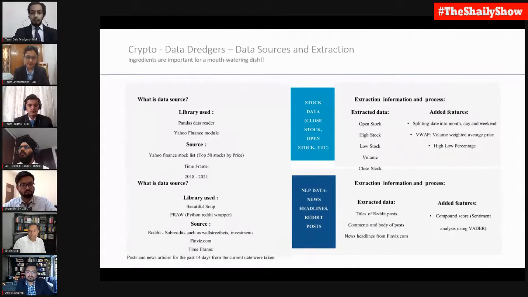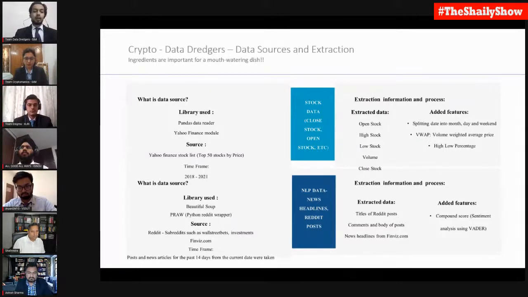For the second part, the sentiment analysis, we used NLP. We used the Beautiful Soup library to fetch comments from sites like Finviz, and we used the Pro library for Reddit only, with which we can fetch the top headlines and the top comments on that headline. We used a few subreddits like Wall Street Bets and investments, which can give us even more accurate information.